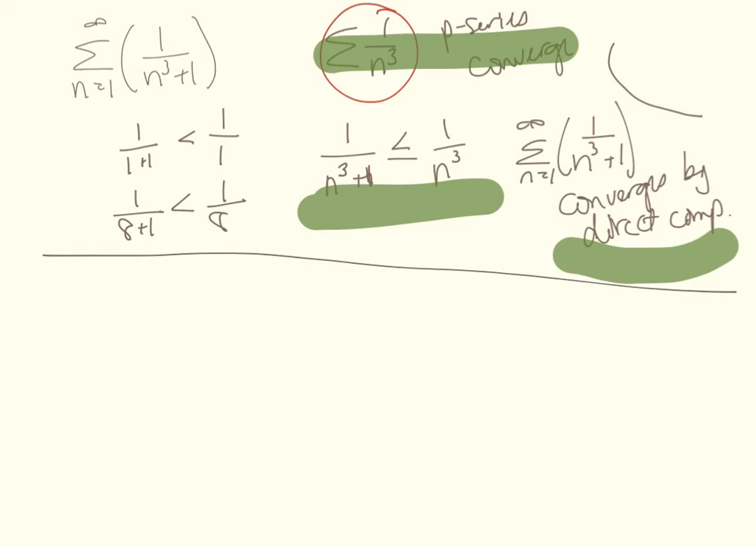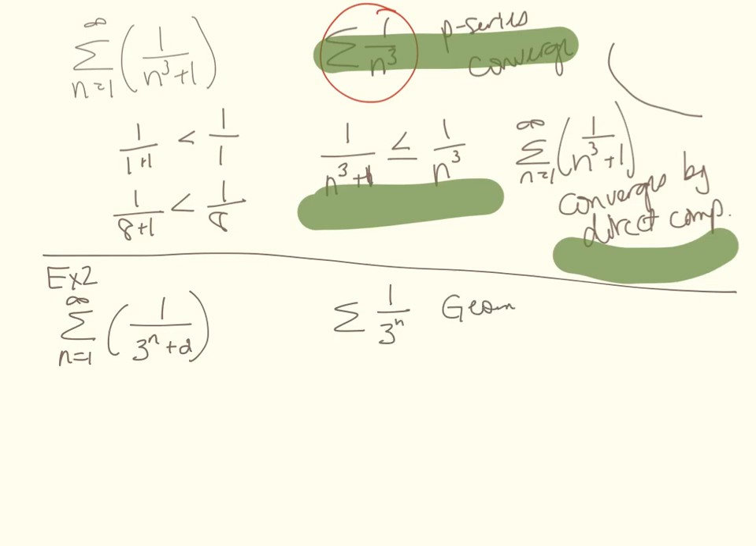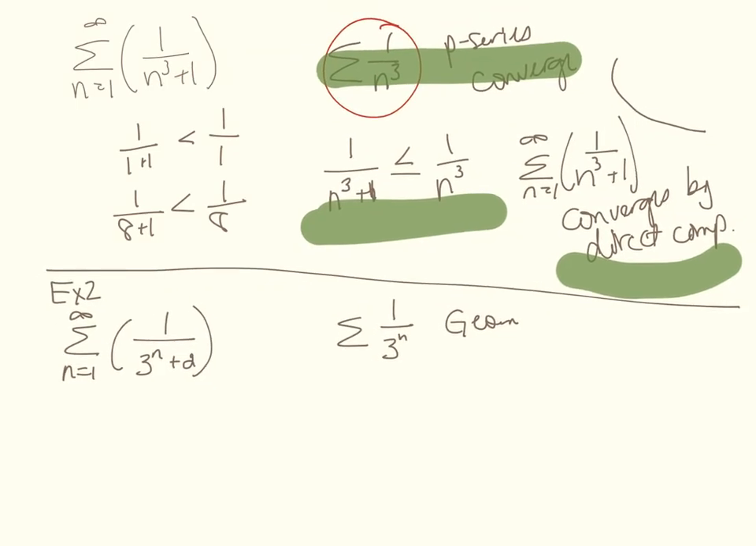My second example is going to be very similar to the one we just did. Example 2 is the sum from n equals 1 to infinity. However, the denominator is going to look a little bit different. This is 3 to the n plus 2. That is not a straight up geometric, but I can compare it to the geometric one, which would be 3 to the n. By geometric, this series converges.